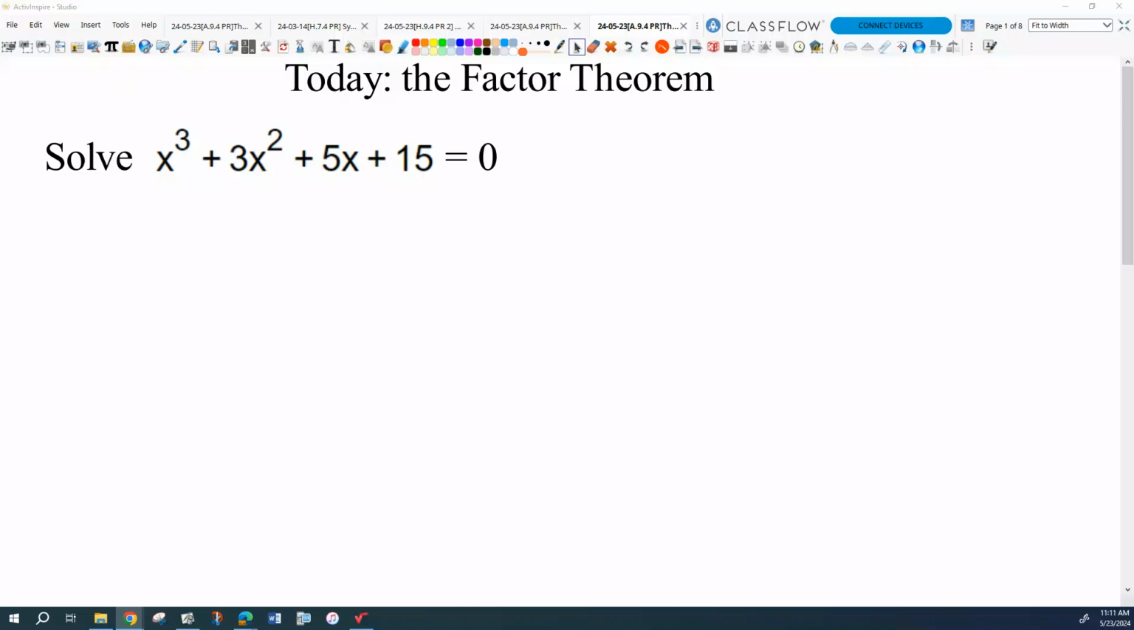So to start things off, let's just warm up a little bit. If we were going to try to solve this polynomial equation, think back.